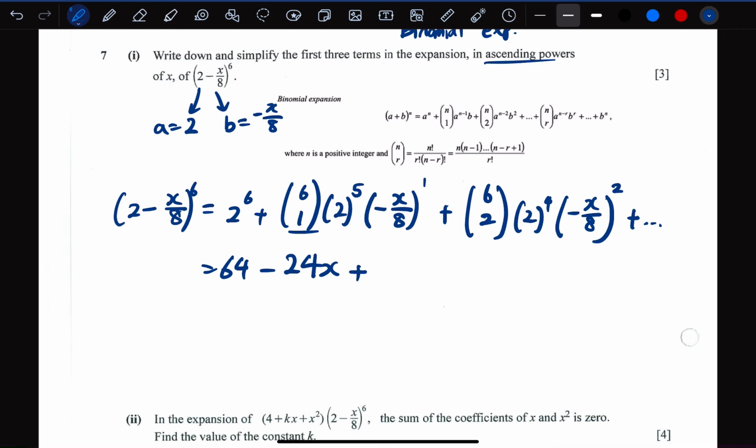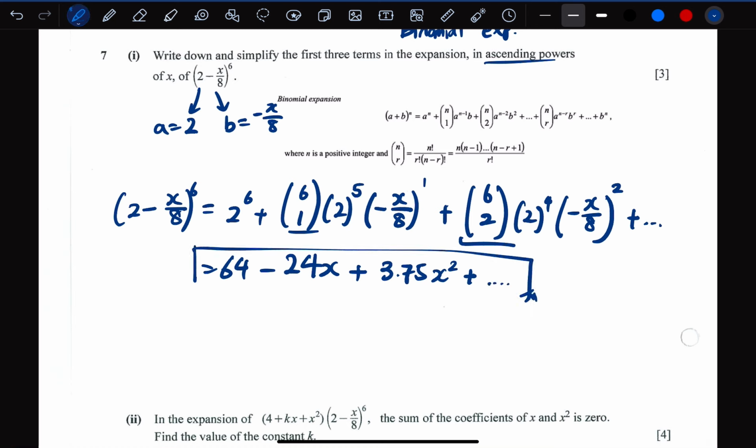And the last one, 6 choose 2, so let's press the calculator, times 2 to the power of 4, we get 240. 240 divided by 8 squared, which is basically divided by 64. So 240 divided by 64, I get my answer to be 3.75. And here I'm left with x squared. Take note it is positive because when you square the negative, you get a positive number. And we get plus dot dot dot. This is my answer for part 1. Very simple, just applying your formula.